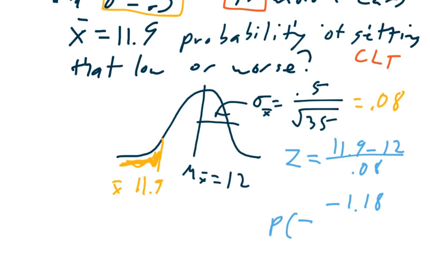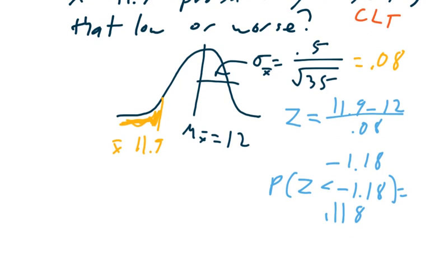So the probability that z is less than negative 1.18 equals 0.118, which means that even though it's not great for us, 11.9 gave us the answer of 11.8%, which could be understandable.